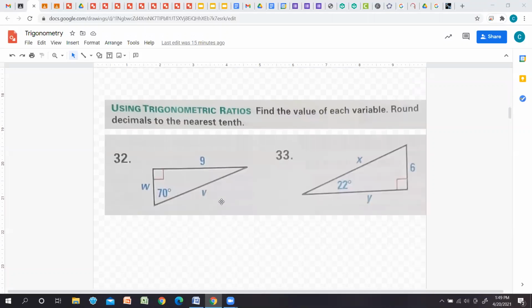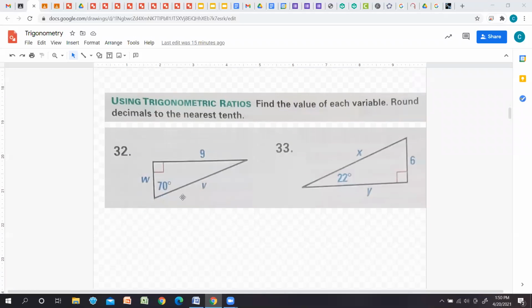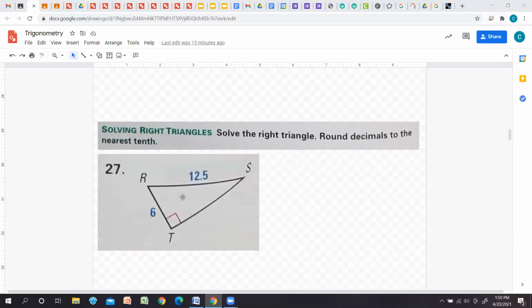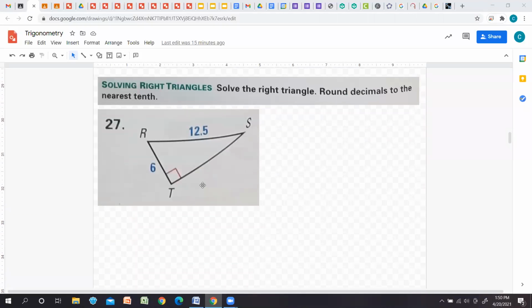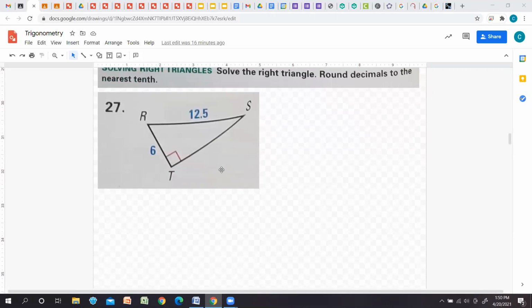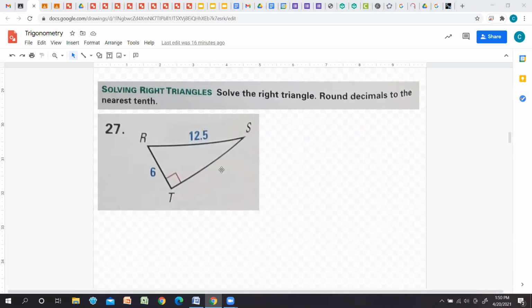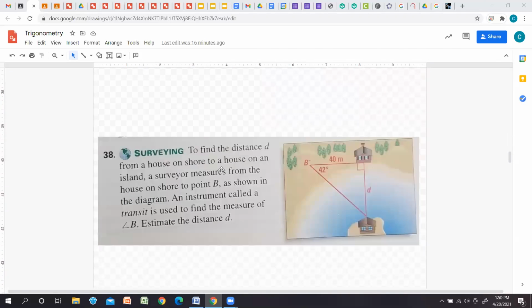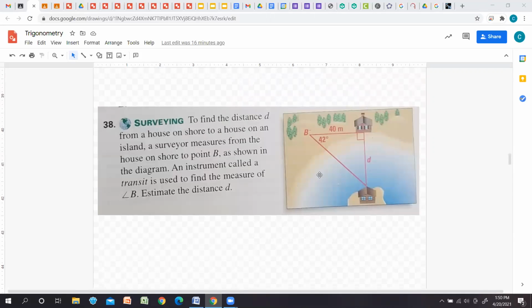Here you're going to use the ratios to find the missing sides. So you have to set up an equation to find each of these, like W and V. On this problem, you have to solve the triangle. So first you find the third side using the Pythagorean theorem, and then you find the angles using trigonometry, actually inverse trigonometric functions. And we'll go over how to solve that. And then just a word problem showing a real world example of how we would use trigonometry to find this missing distance d.